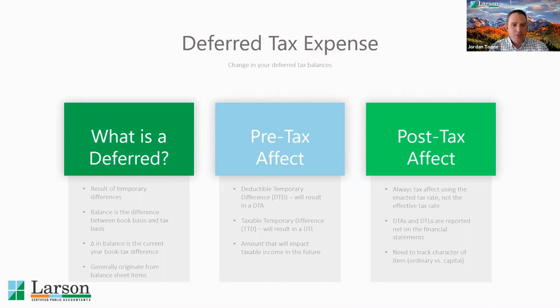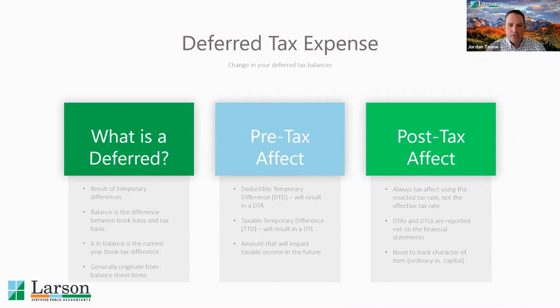Generally, these items result from balance sheet items. So your accrued expenses, prepaid expenses, depreciation, so your accumulated depreciation, accumulated amortization. It doesn't always result from balance sheet items, but generally it does.